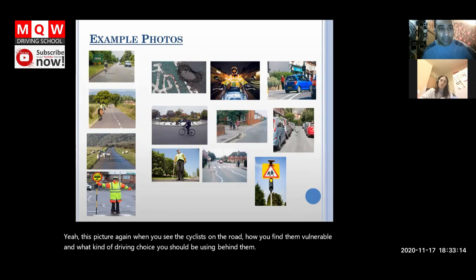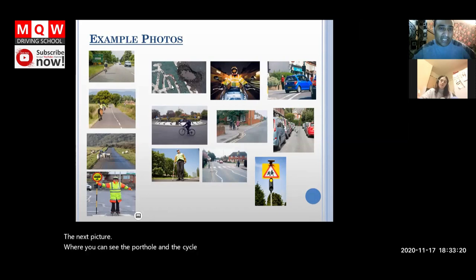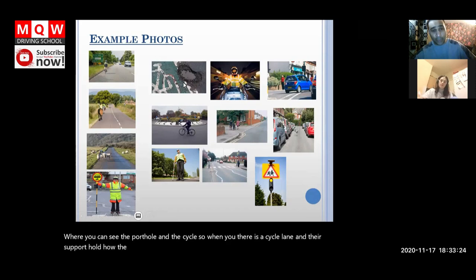The next picture, where you can see the pothole and the cycle. So when you know there is a cycle lane and there's a pothole, how is the cycle going to avoid the pothole, and how can he suddenly come into your lane, and how quickly do you have to swerve your car to save him?